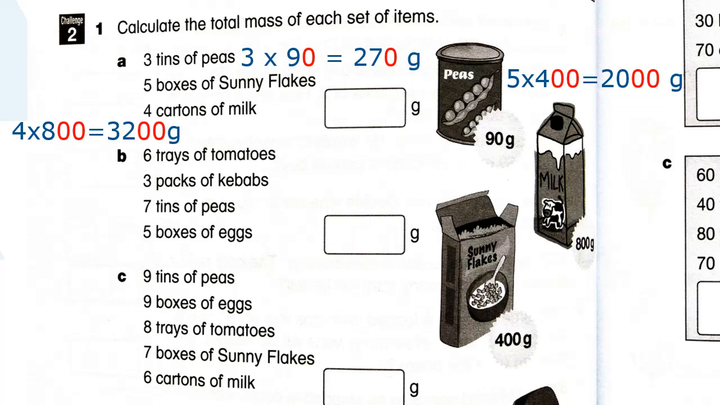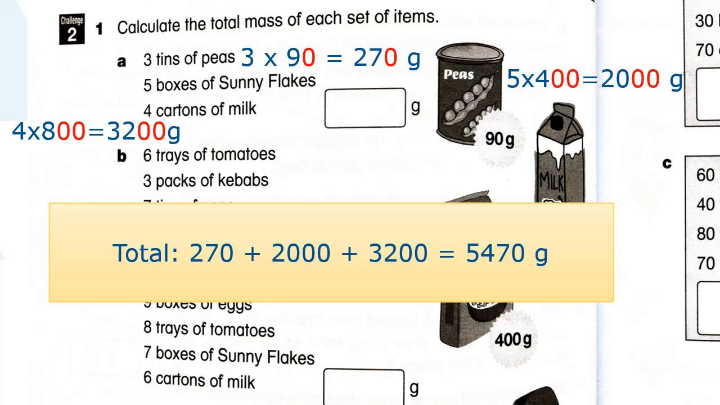Now, what is needed actually is the total mass of each set of items. So I'm going to add 270 plus 2,000 plus 3,200, which is equal to 5,470 grams.